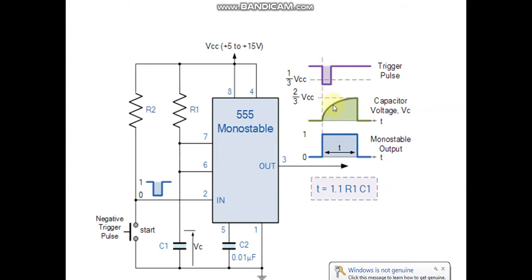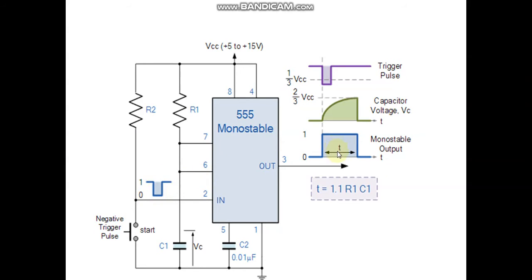The same thing can be explained according to the circuit diagram. Here you have a negative pulse. In the circuit, this negative going pulse we can take directly from a pulse generator, or you can have another external circuit that gives you a negative going pulse.